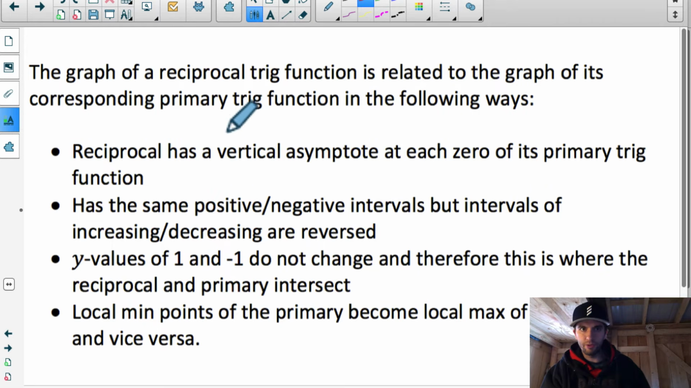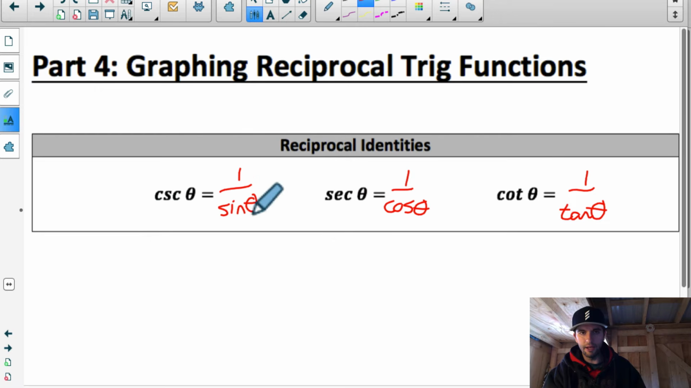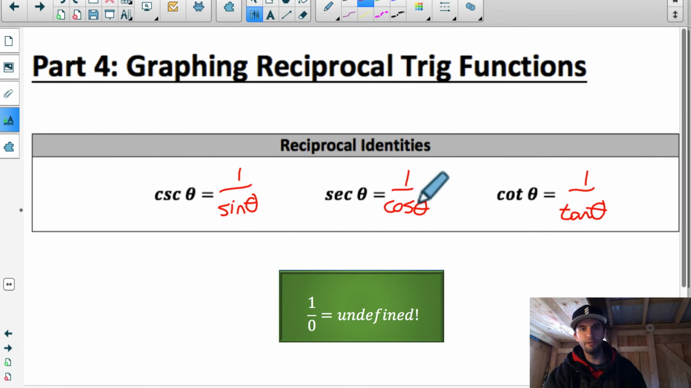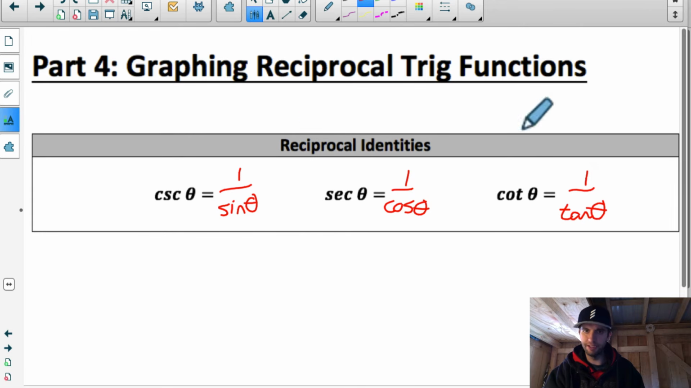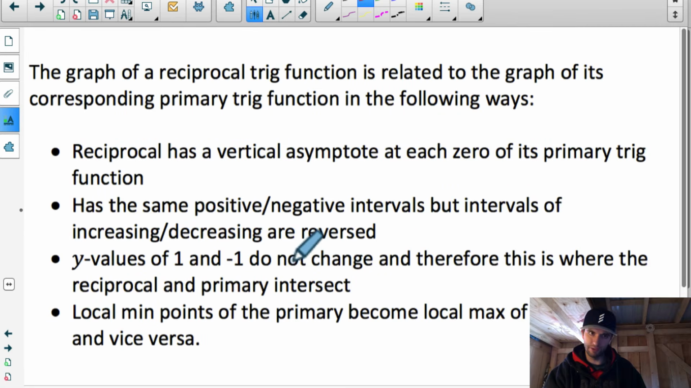And what I want you to notice when we graph these, since each of these functions has a denominator, if the denominator is 0, that makes the function undefined. So anytime sine is 0, cosecant is going to be undefined. Anytime cosine is 0, secant will be undefined, and so on. So they're going to have vertical asymptotes. You can pause the video and read these here, but one thing I want to point out to you is that reciprocal functions do have vertical asymptotes. That's the most important thing on here. They have vertical asymptotes.